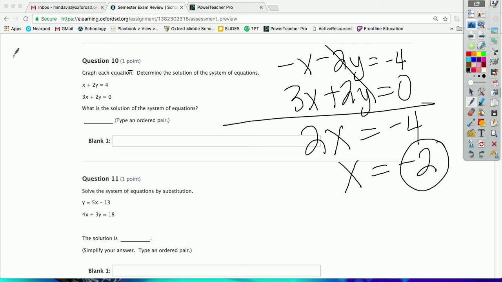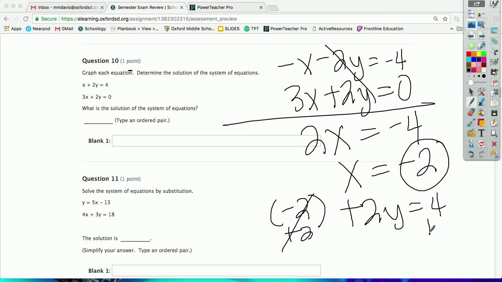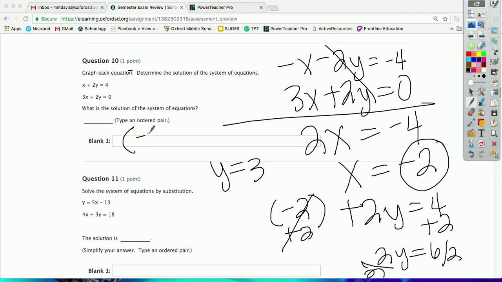So if I plug it in where x is in this top one, I've got -2 plus 2y equals 4. So I'm going to add 2 to both sides. And 2y equals 6, so when I divide by 2, y equals 3. So my ordered pair is -2, 3. Make sure you put your parentheses around it.